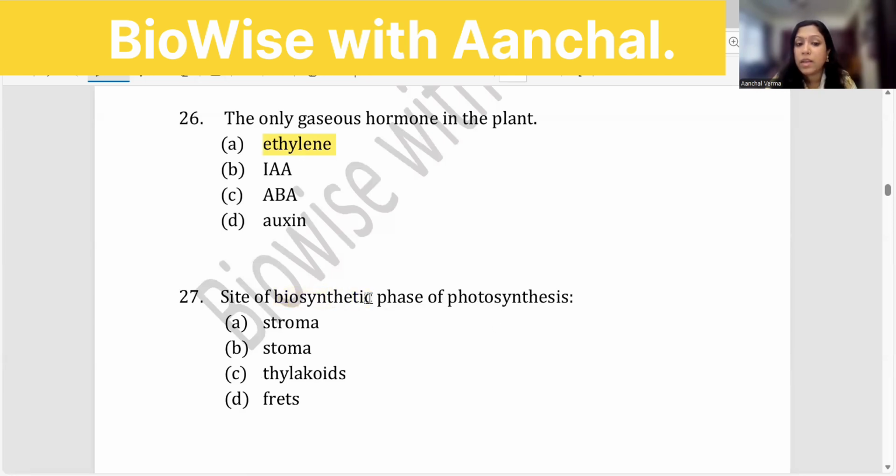Site of biosynthetic phase of photosynthesis. Biosynthetic means formation of glucose, so it is a dark reaction. The light reaction is called the photochemical phase. So photochemical is a light reaction and biosynthetic is a dark reaction. Dark reaction happens in the stroma. Stoma is the singular of stomata, so stomata is the wrong answer. Stroma with the R is for glucose.